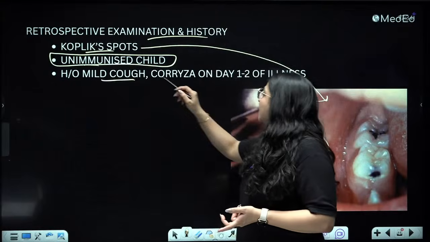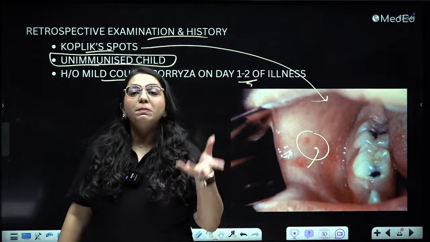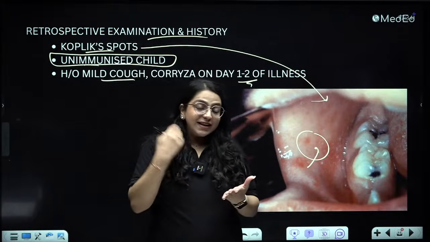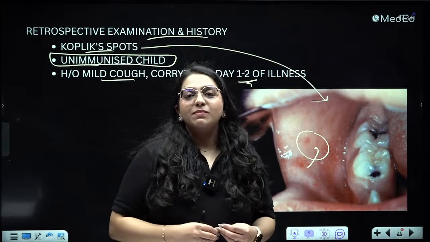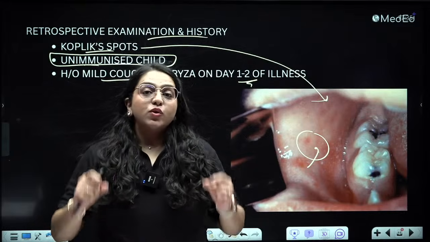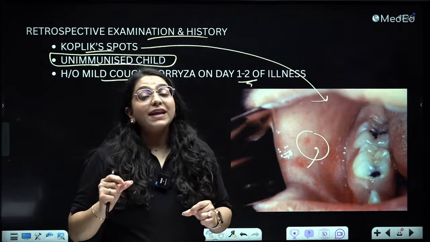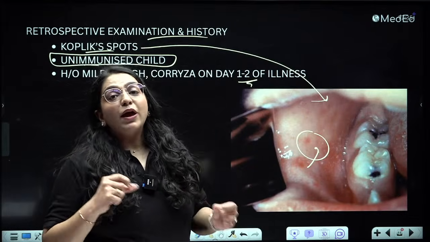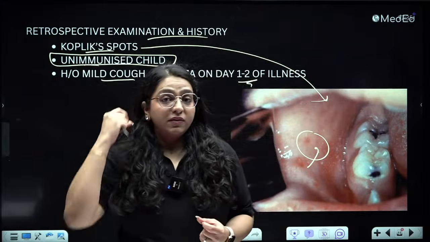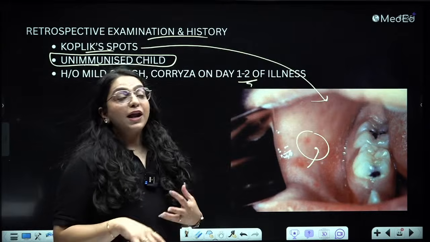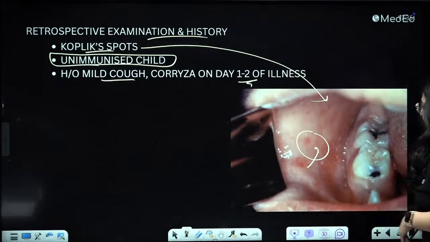History of mild cough and coryza on day 1 to 2 of illness. Since it's the peak of monsoon season, the mother did not think it was important or necessary to give the history of mild cold-like symptoms that the child must have experienced 2 to 3 days before. So if you keep the DDs of measles also and do not get biased and distracted by the peak of monsoon and everything going on around you, then you can save precious time and not get confused by the other DDs which could have been, right?